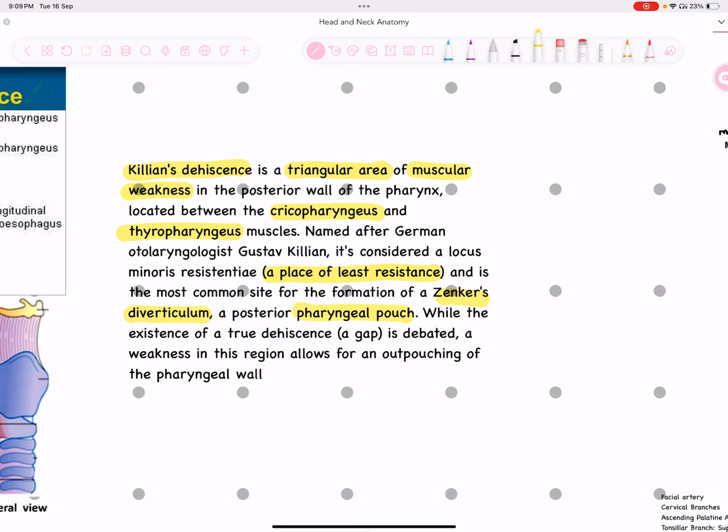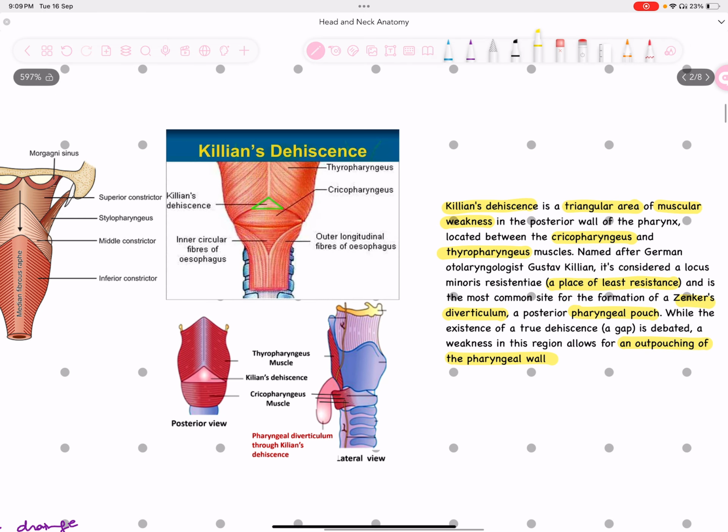While the existence of a true dehiscence, a gap, is debated, a weakness in this region allows for an outpouching of the pharyngeal wall. So because of the weakness, there are high chances that there can be an outpouching of the pharyngeal wall. And this is now the pharyngeal diverticulum through the Killian's dehiscence.